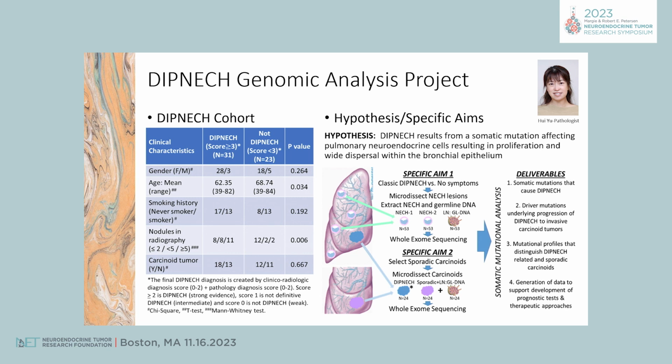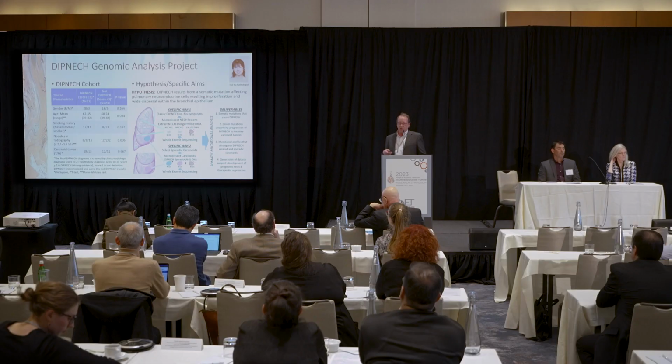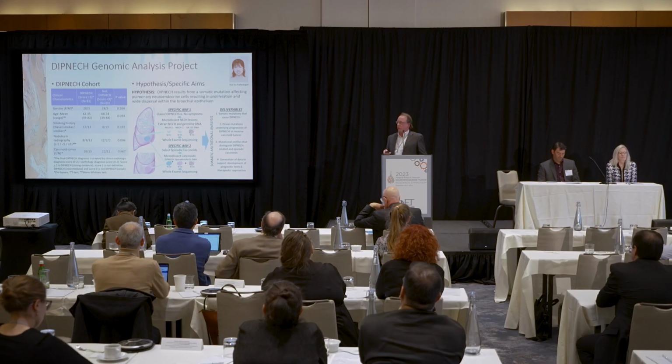With those, we microdissect them, extract DNA, and then we also microdissect either lymph node or normal lung tissue to use as reference. What I'll talk about today is mainly specific aim 1, although we will have some data on some of the carcinoids associated with this. Our specific aim 2 will ultimately compare the carcinoid tumors from DIPNEC patients to those with a sporadic carcinoid tumor.